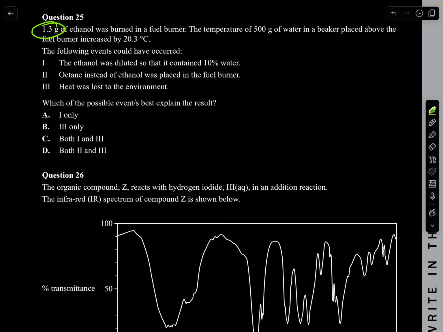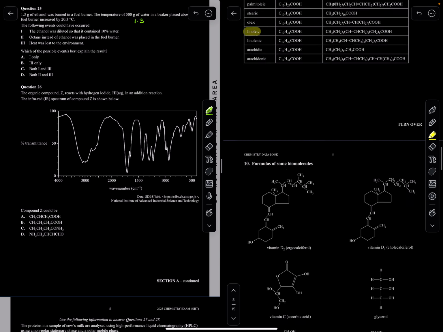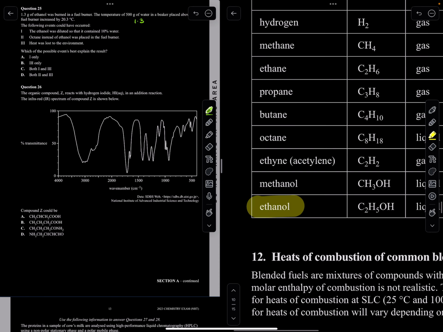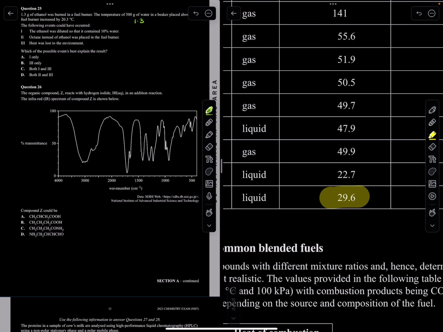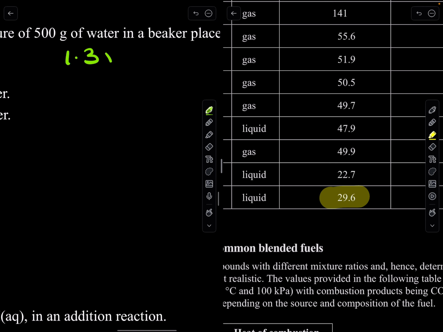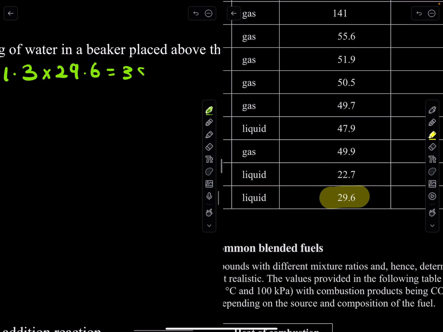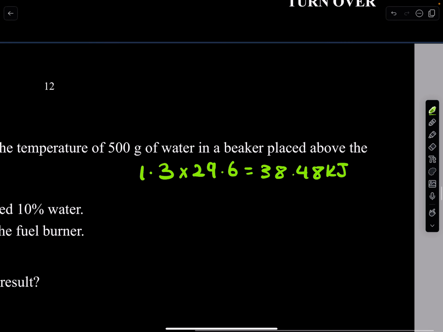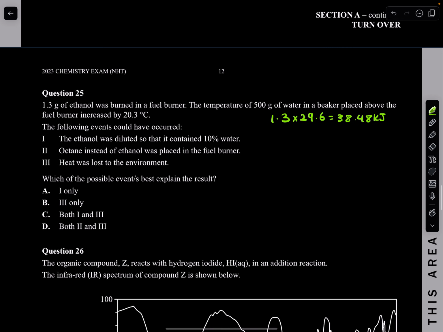How do we find them? If you burn 1.3 grams of ethanol, how much heat would be produced, so how much energy would you release? Easy, you use your data book, go down, ethanol's right over here, and the energy is multiplied by 29.6. You will release 1.3 times 29.6, which is 38.48 kilojoules of energy. Easy. That is, of course, theoretical, 100%, no heat loss.